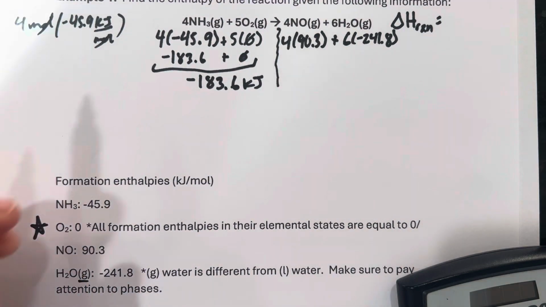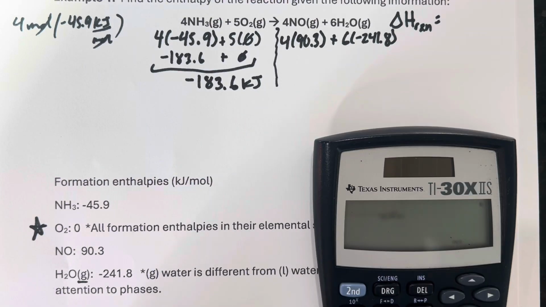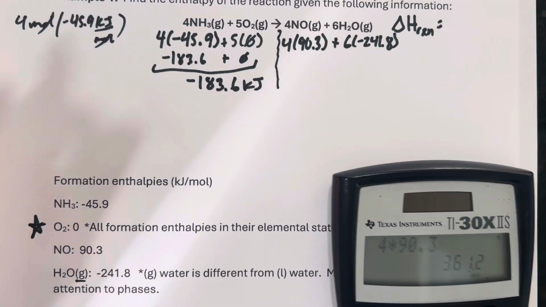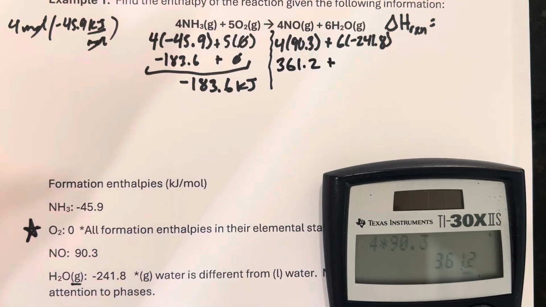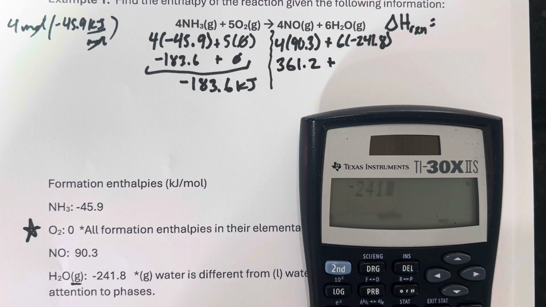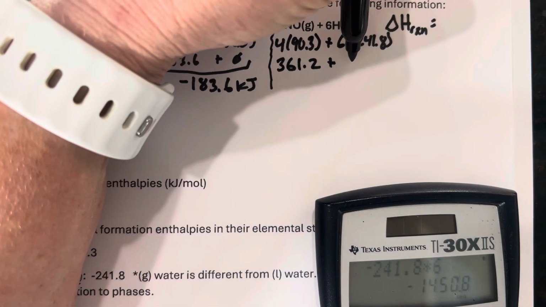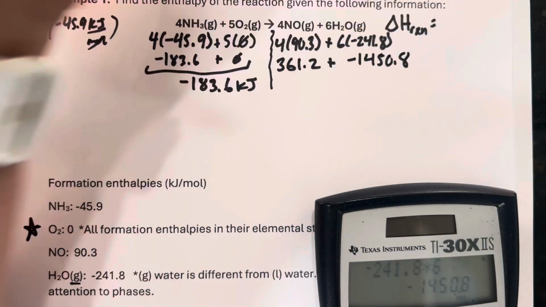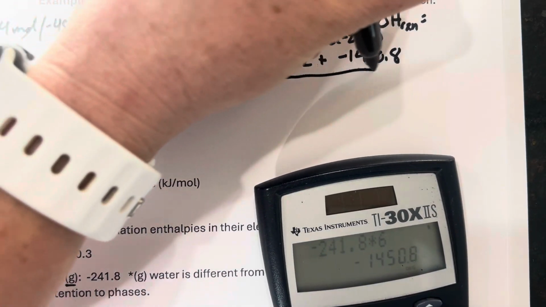Okay, so now let's go to this side. 4 times 90.3, I get 361.2, plus 6 times negative 241.8 gives me negative 1450.8. And now I will just add them up.